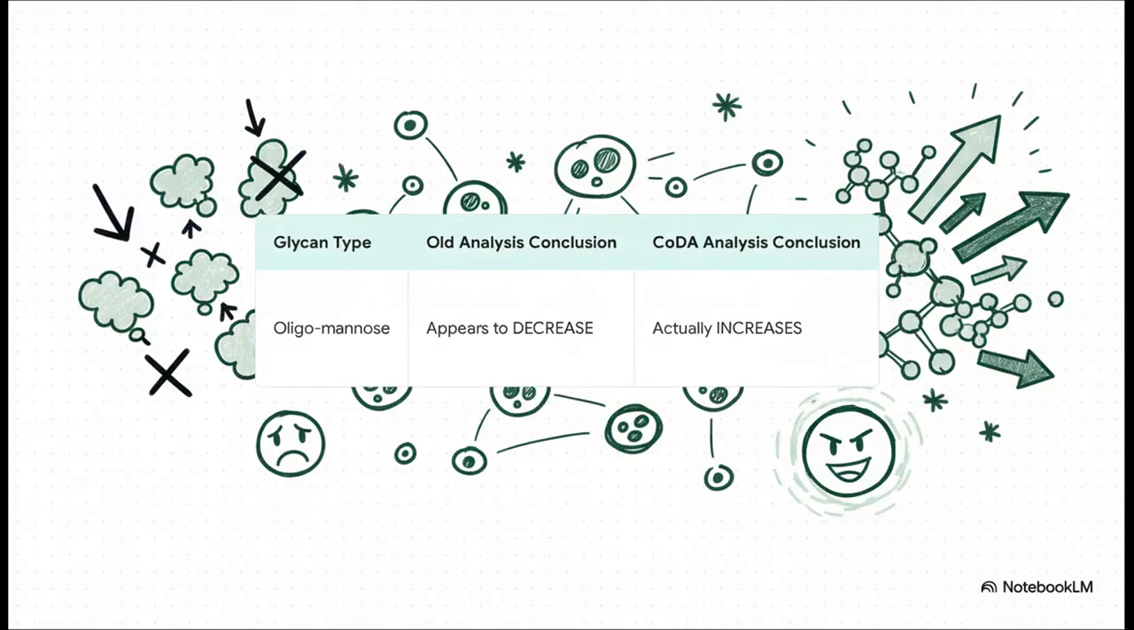And check out this final stunning example. It's from a huge meta-analysis that combined data from 9 different cancer studies. The old way of looking at the data suggested that certain sugars go down in tumors. But when they reanalyzed it with CODA, it revealed the opposite truth. In absolute numbers, those same sugars were actually going up. Now think about that. That is an absolutely critical difference if you're trying to design a cancer drug to target those molecules, right?